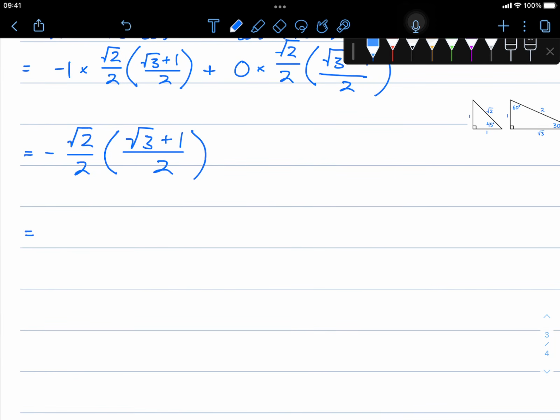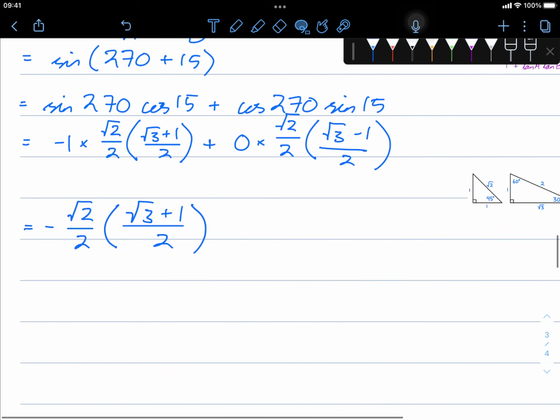Or if you want to make it even neater, root 2 on 2 outside of 1 minus, oh wait, sorry, never mind, that's not going to work. My apologies. We'll just leave it at that.